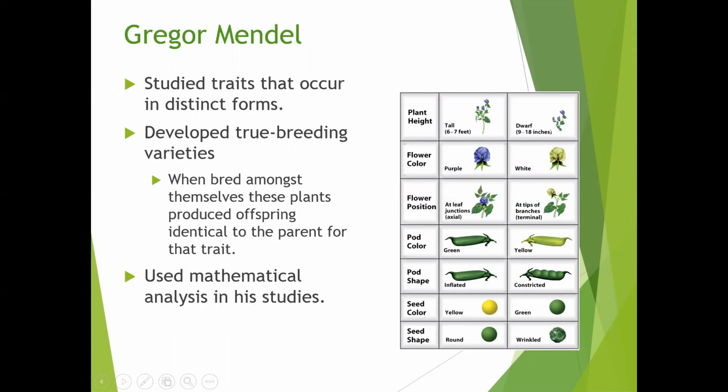Each trait has two distinct forms, so tall and dwarf, purple, white, axial versus terminal, and so on. You guys get the idea. But just be aware that not all genetics are like this. It's not very black and white. And so he was very lucky in that he chose a plant that had two distinct forms of each trait.